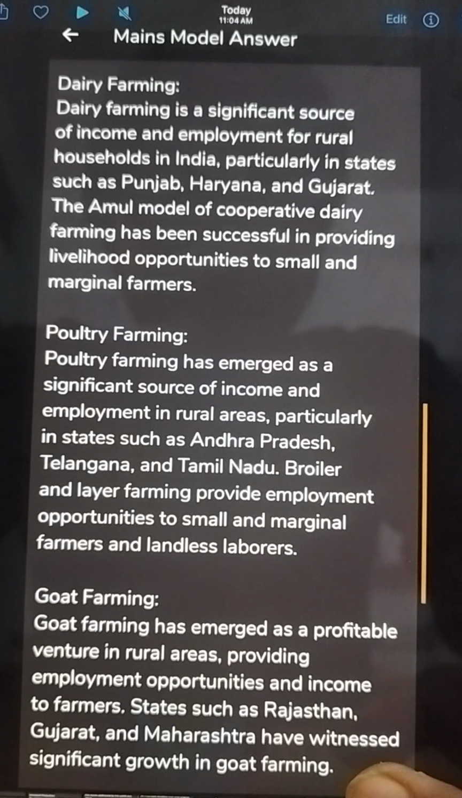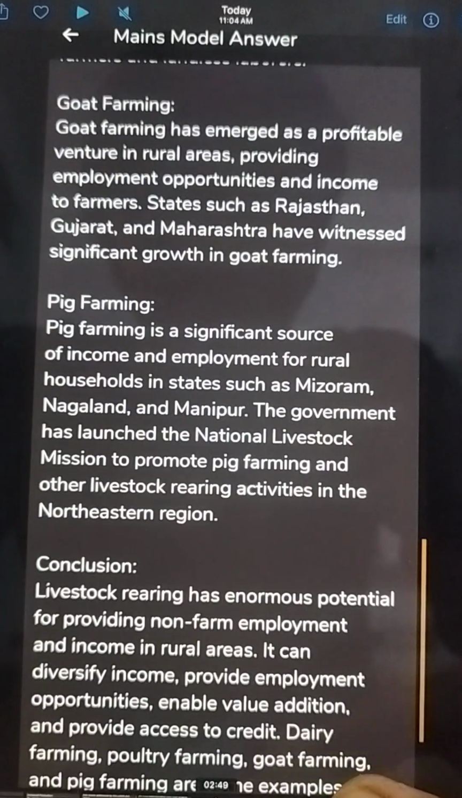Then comes poultry farming. Poultry farming has emerged as a significant source of income and employment in rural areas, particularly in states such as Andhra Pradesh, Telangana, and Tamil Nadu. Broiler and layer farming provides employment opportunities to small and middle farmers and landless laborers. Then comes goat farming. Goat farming has emerged as a profitable venture in the rural areas, providing employment opportunities and income to farmers. States such as Rajasthan, Gujarat, and Maharashtra have witnessed significant growth in goat farming.